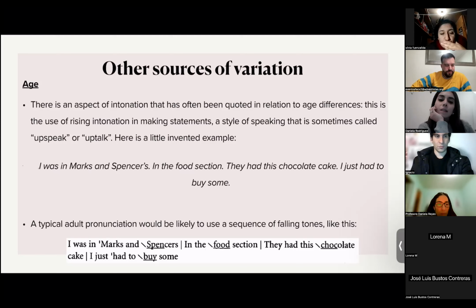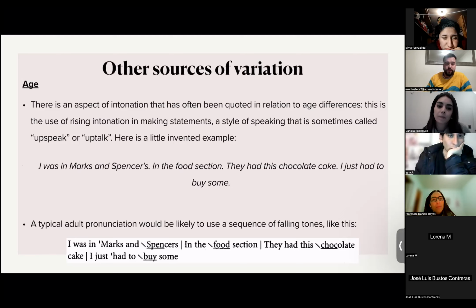I was in Marks and Spencer's in the food section. They had this chocolate cake and I just had to buy some. You have to buy some. Yeah, sorry, buy some. So I was in Marks and Spencer's in the food section. They had this chocolate cake. I just had to buy some. So if you realize, when it's a typical older pronunciation, they would use just falling tones. I was in Marks and Spencer's in the food section. They had this chocolate cake. I just had to buy some.